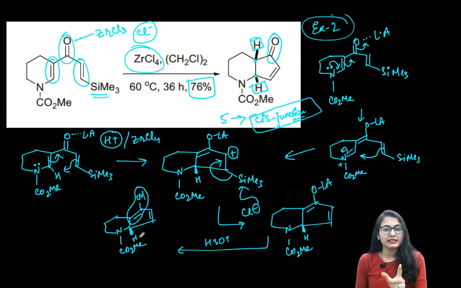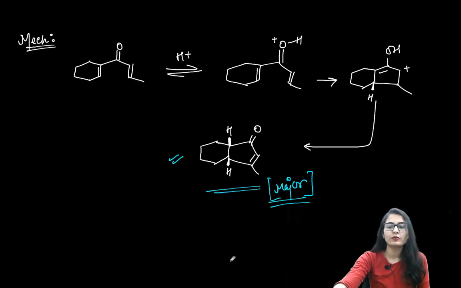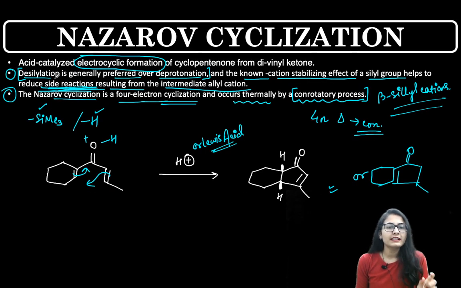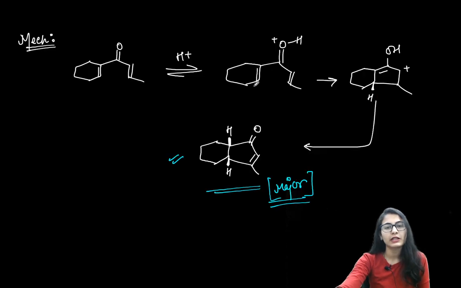The step desilylation, let's go back on to what we have taken. Desilylation is generally preferred over deprotonation, right? And we proved this. And the known cation stabilizing effect of a silyl group, that is the beta silyl cations, helps to reduce the side reactions resulting from the intermediate allyl cation. Now what is the side reaction? Let's also talk about that.